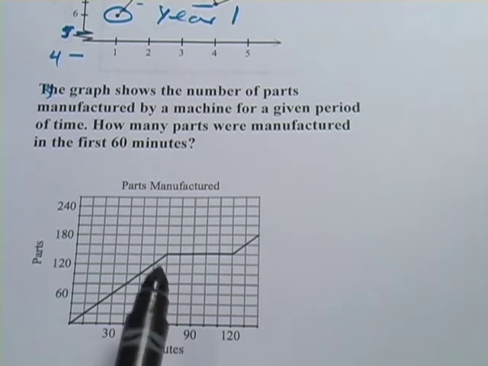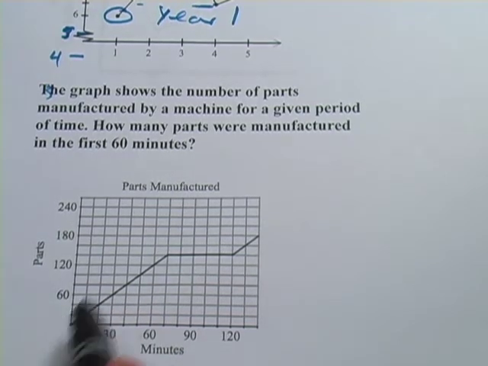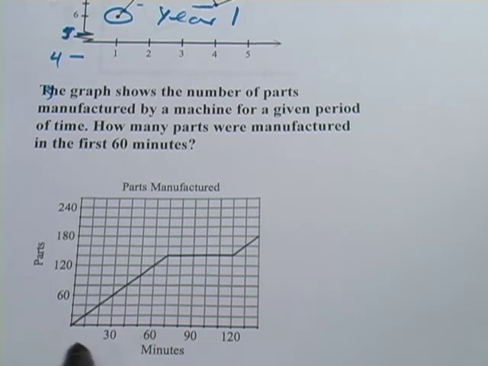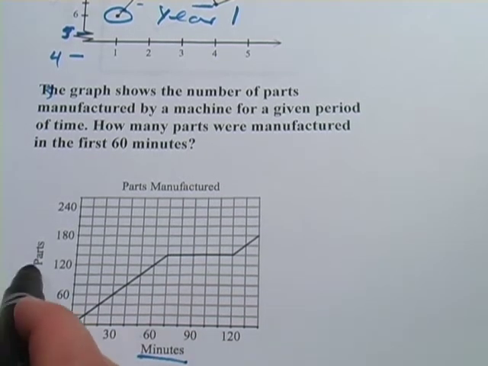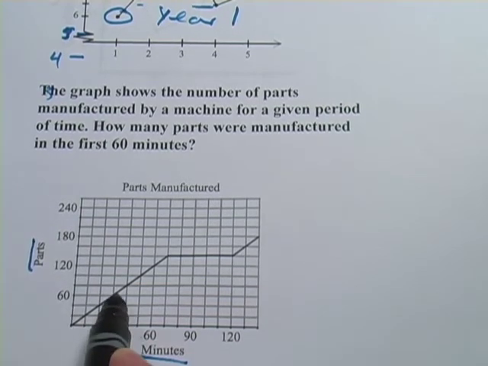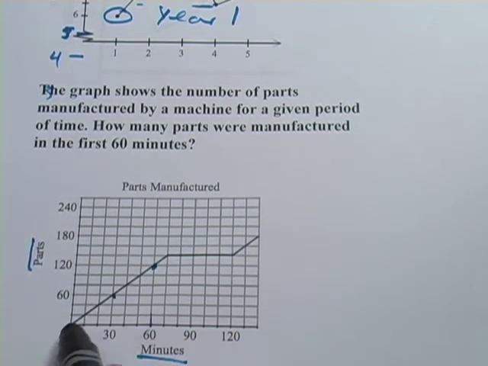This one says the graph shows the number of parts manufactured by a machine for a given period of time. How many parts were manufactured in the first 60 minutes? Now this one doesn't have points, so it's a continuous line, which makes me think that they're adding as they go along. So it says minutes down here and parts here. At 30 minutes, the machine had made 60 parts. 30 minutes later, at 60 minutes, they'd made 120 parts. So for that period, it looks like they're making 60 parts every half hour or 120 parts an hour.